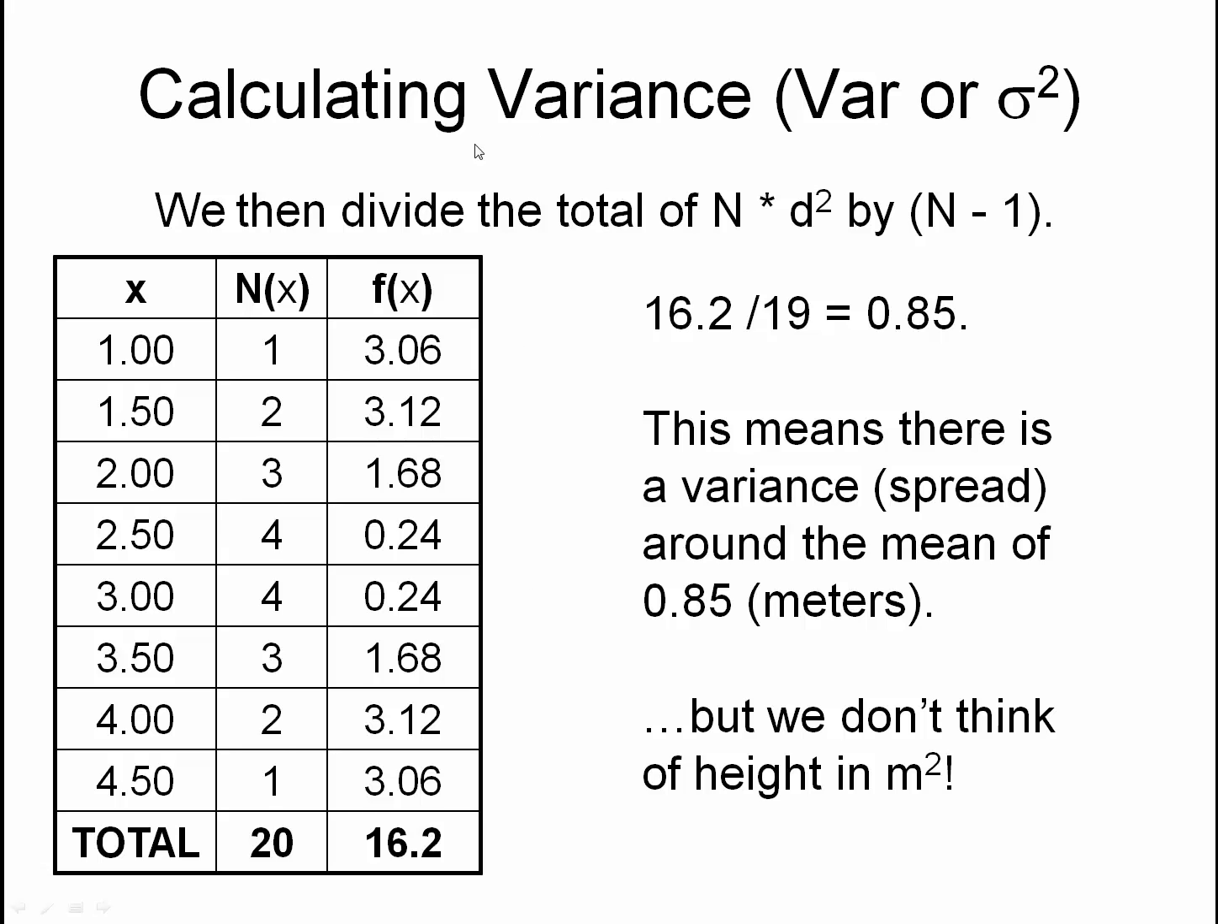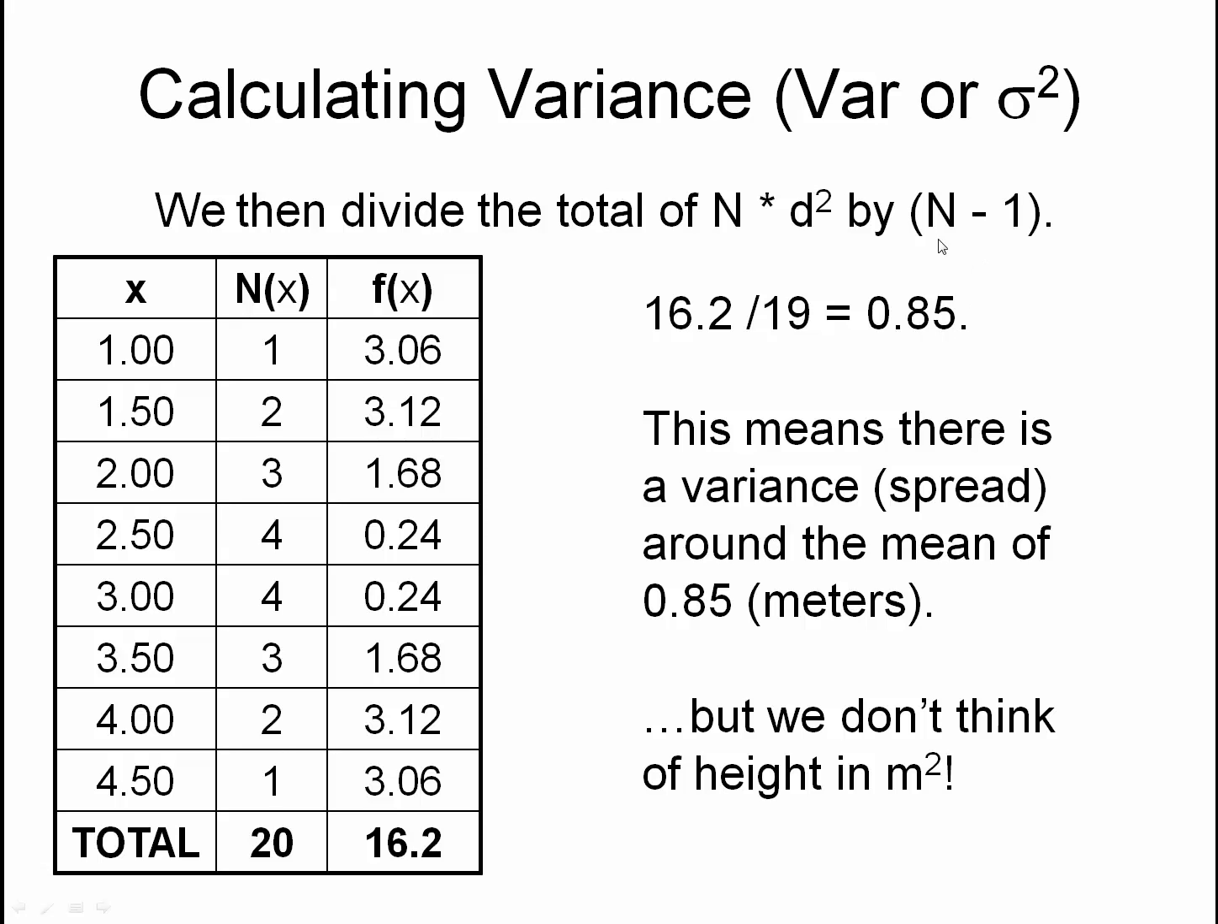All right, to calculate the variance, what we need to do is take the sum of the last column from the previous slide and divide it by n minus 1. So in this instance, it'll be 16.2 divided by 20 minus 1, which is 19, and we get 0.85.